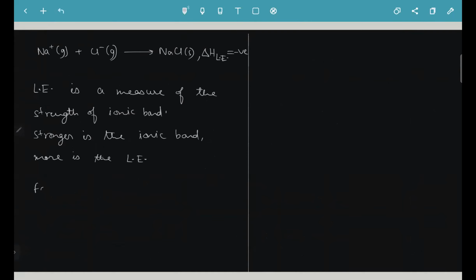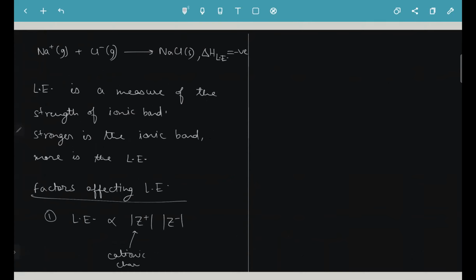Now we'll do factors affecting lattice energy. We see that lattice energy is proportional to the magnitude of charge on the cation and the magnitude of charge on the anion. Z plus is the cationic charge, Z minus is the anionic charge.